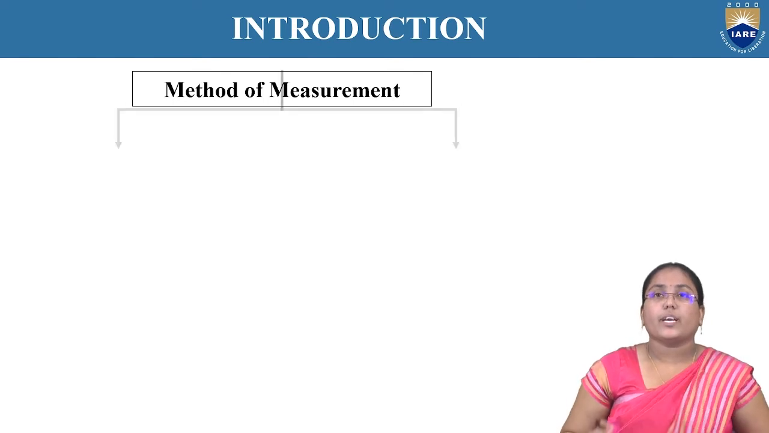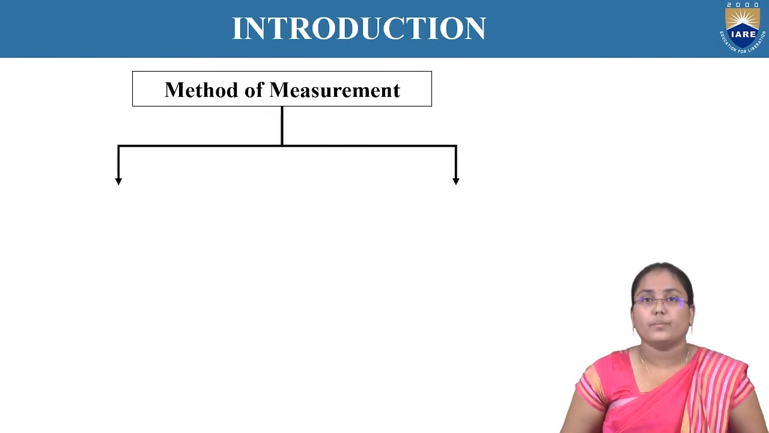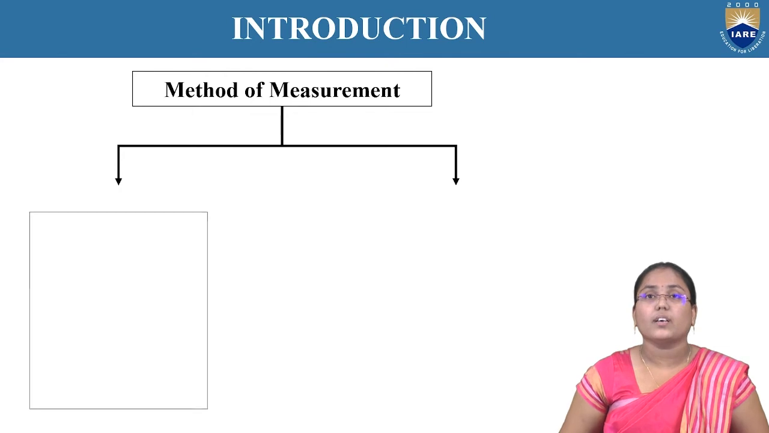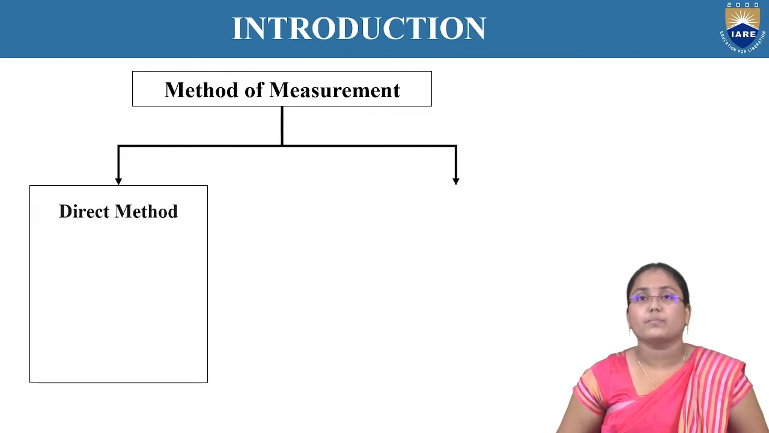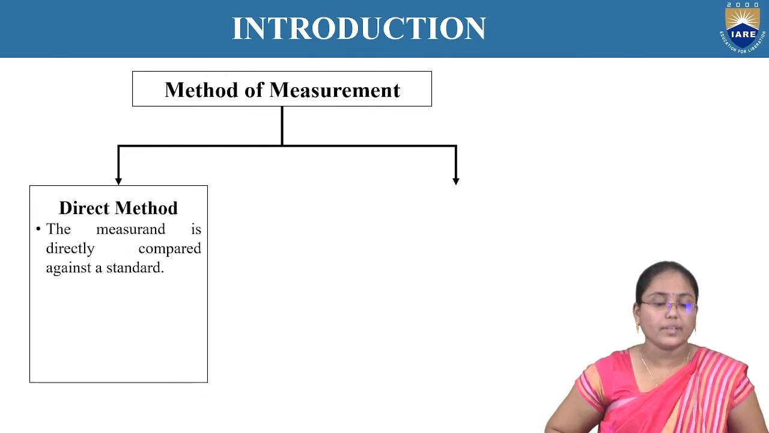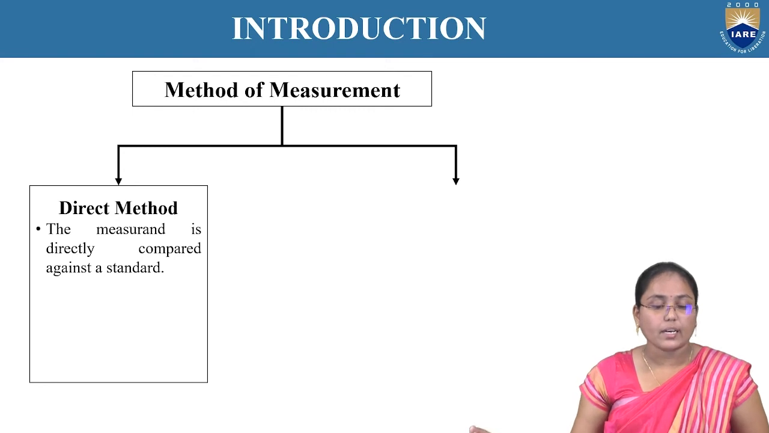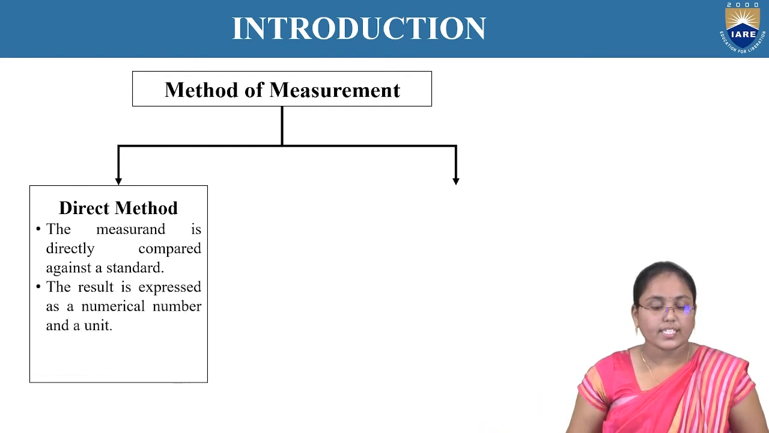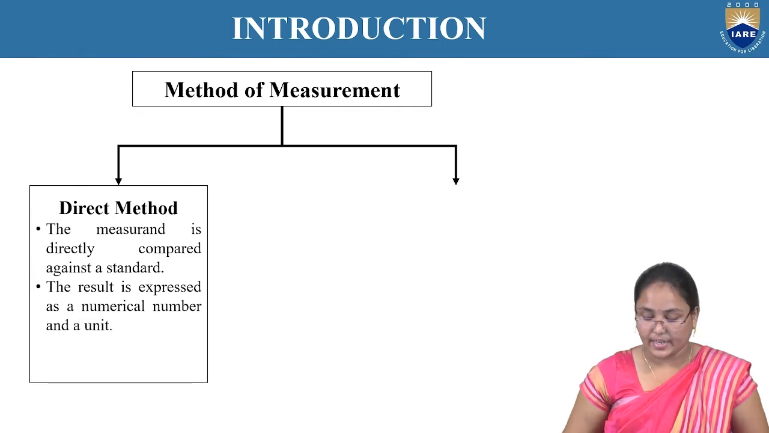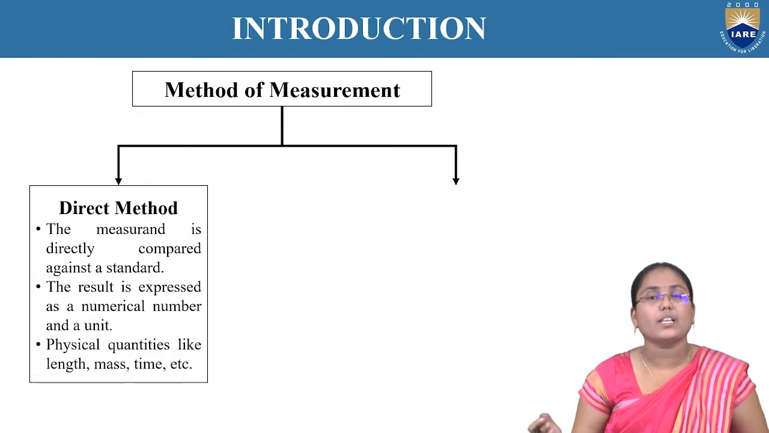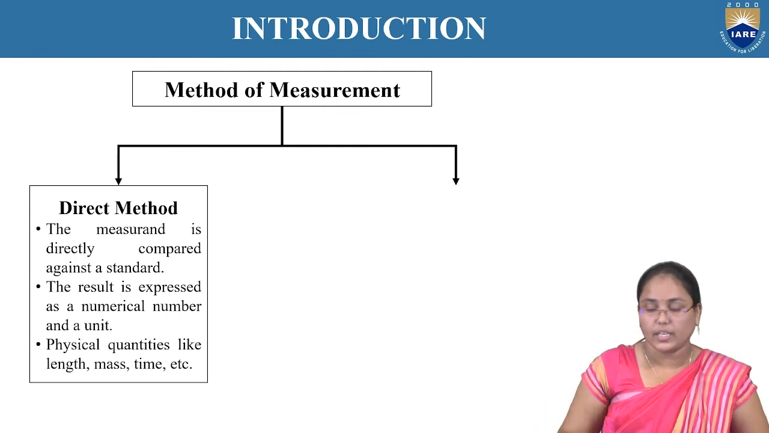So there are different types of methods of measurement. That is a direct method and the other one is indirect method. In the direct method, the measurand is directly compared against a standard, and the result is expressed as a numerical number and a unit. Physical quantities like length, mass, time can be measured using this particular direct method.